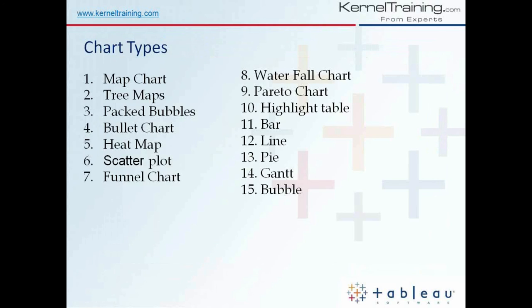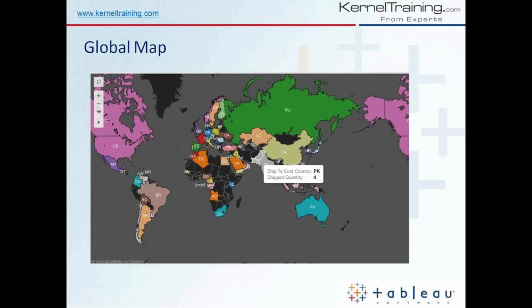And what are the types of charts here? We have a map chart, tree map, and so on. These are all the chart types here. While getting requirements, they will say, I need to see a heat map for this data, I need to see a line chart, I need to see a bar chart, like that they will tell you. Based on the requirement, we will build it out.